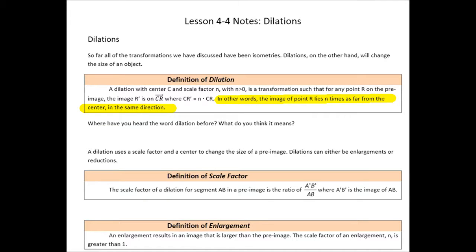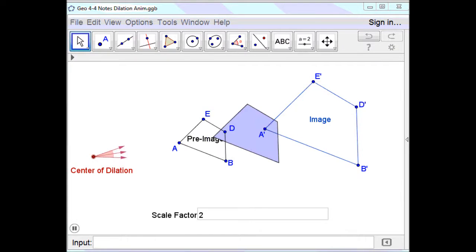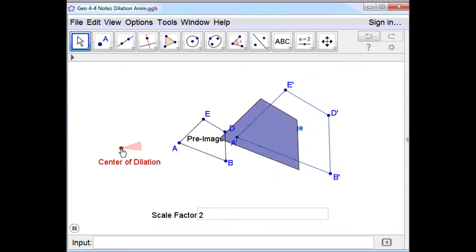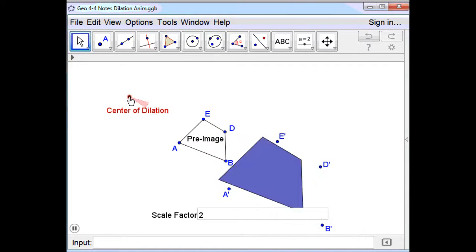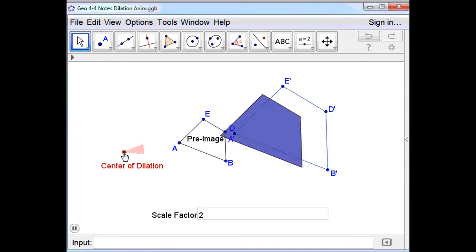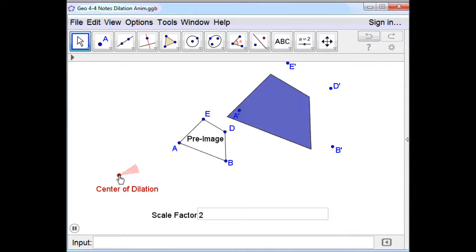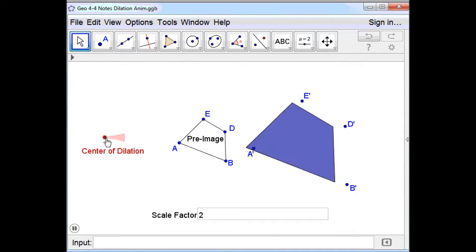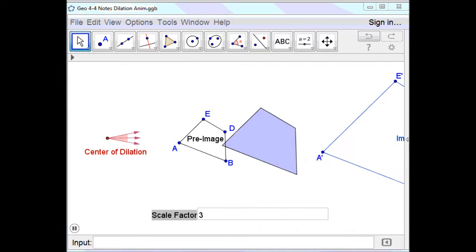To see this more clearly, here is an animation using GeoGebra. This dilation has a scale factor of 2, so the image is twice as big as the pre-image. It is also twice as far from the center. If we change the center, you can see that the image is in the same direction as the pre-image from the center. If we change the scale factor, the image gets farther away.